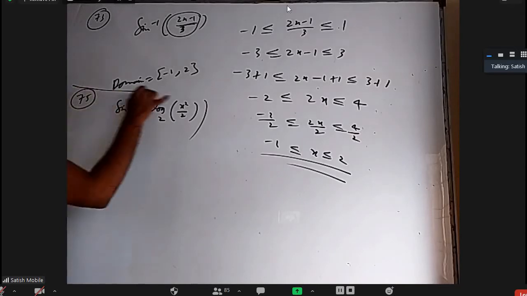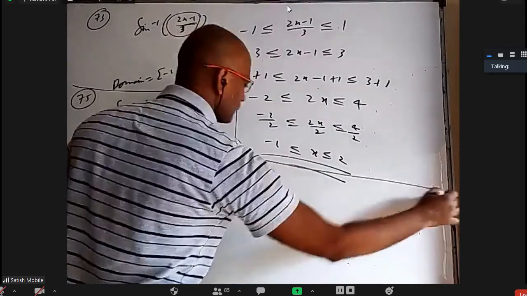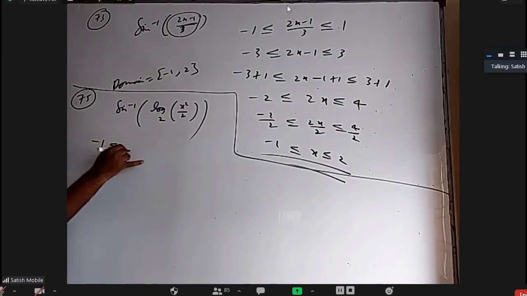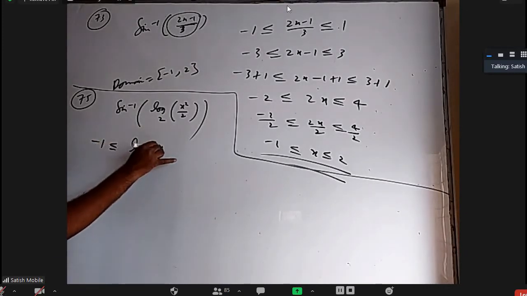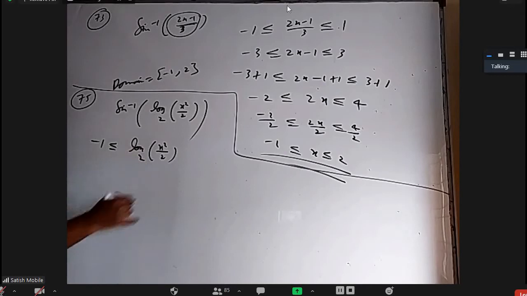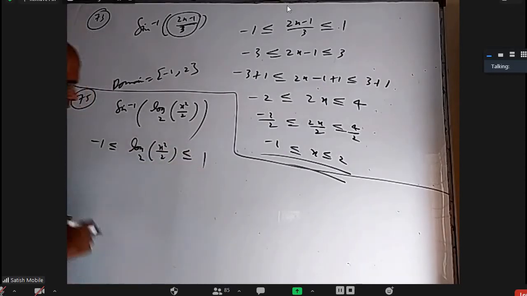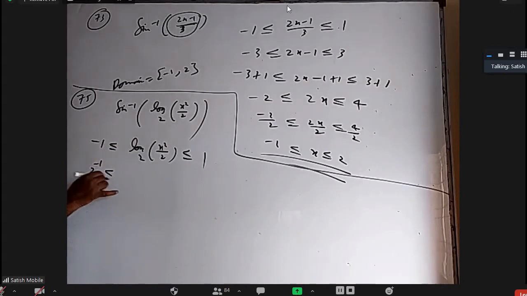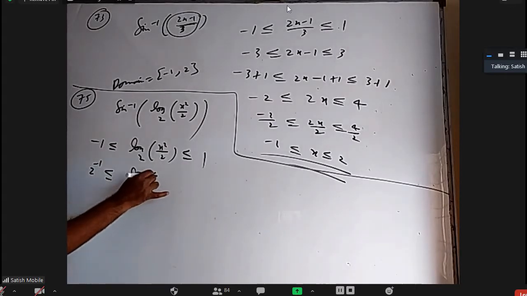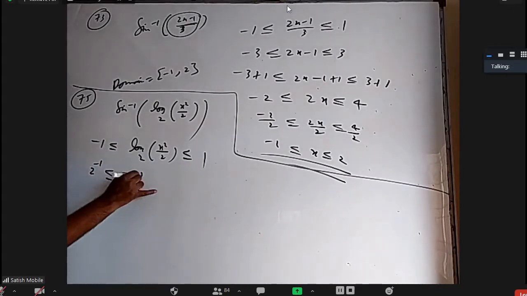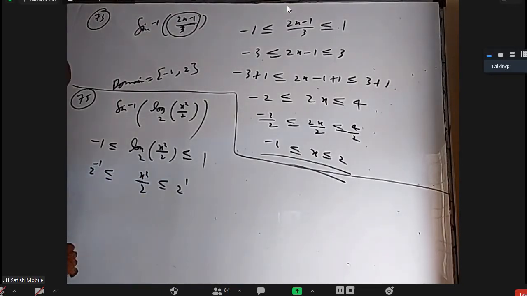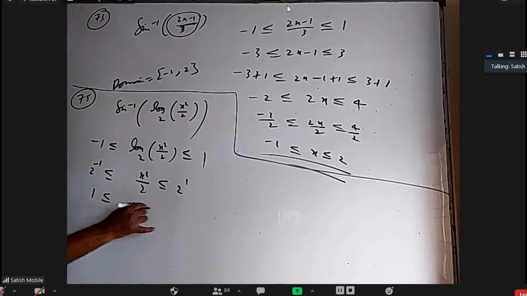Okay, 75. Same sine inverse, it should be between minus 1 to 1. Minus 1 less than or equal to log of x square by 2 less than or equal to 1. I can bring this 2 power here. 2 power minus 1 less than or equal to x square by 2 less than or equal to 2 power 1. I can multiply these two everywhere. 1 less than or equal to x square less than or equal to 4.